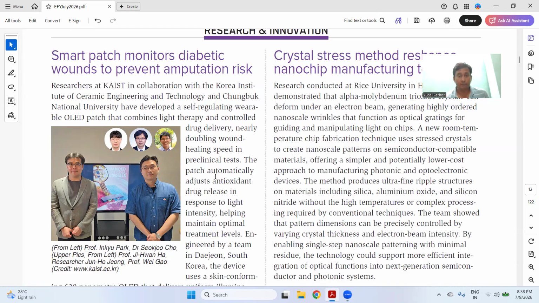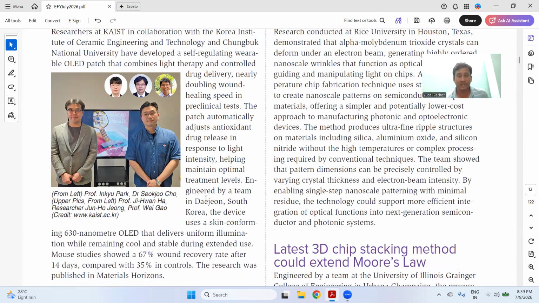So the patch automatically adjusts antioxidant drug release in response to light intensity, helping maintain optimal treatment levels. So they are doing some treatment with the help of light, engineered by a team of Daejeon, South Korea. So this is again developed in South Korea. So you are seeing some research article from South Korea. So South Korea is advancing in terms of electronics.